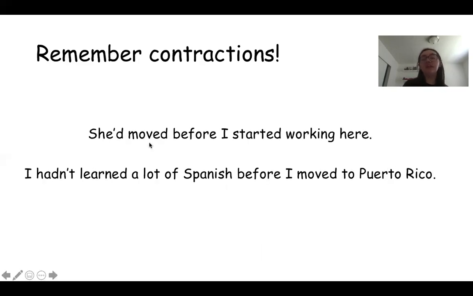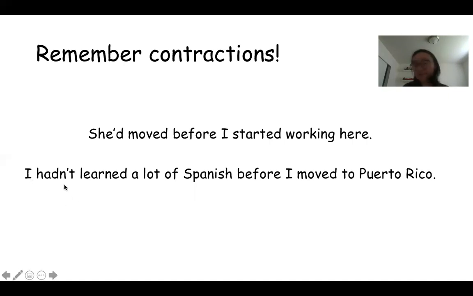So she'd moved before I started working here. She'd moved before I started working here. She'd is she had. She had moved before I started working here. So if this is the present and this is when I started working here and this is when she had moved, right? We know that she had moved before I started working here.